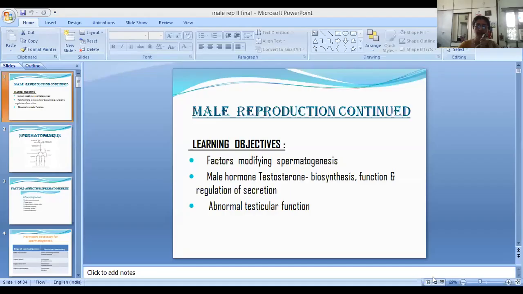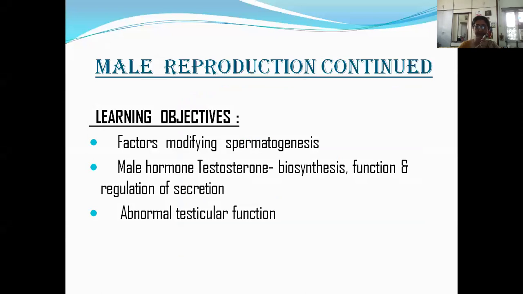So, sharing my screen. Last time we had been in the male reproductive system, the spermatogenesis. So, the learning objective today will be the factors modifying spermatogenesis and the male hormones, the testosterone, its biosynthesis, function, and the regulation of secretion, and finally some abnormal testicular function in brief.